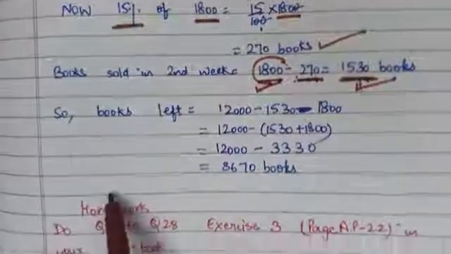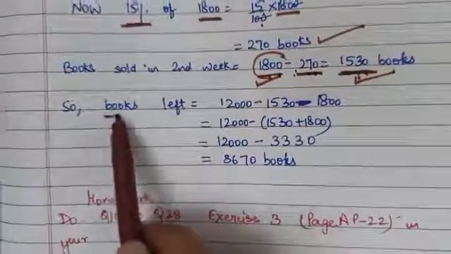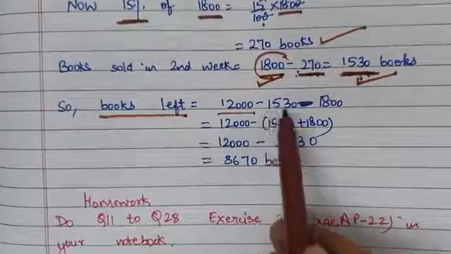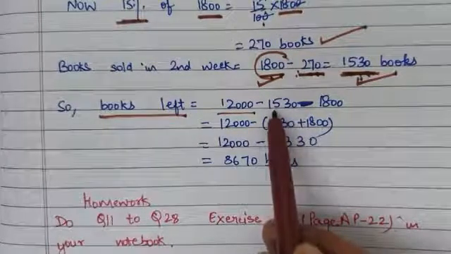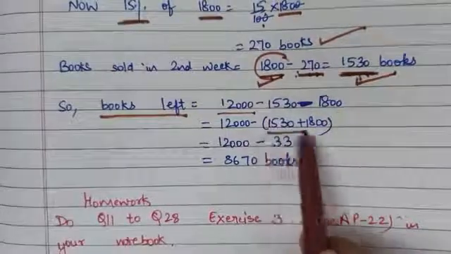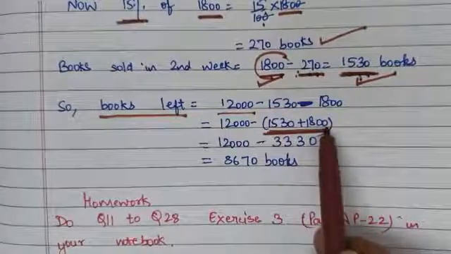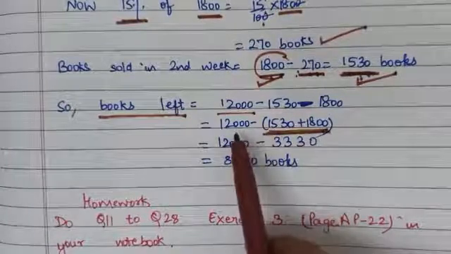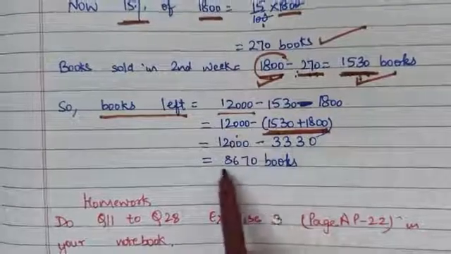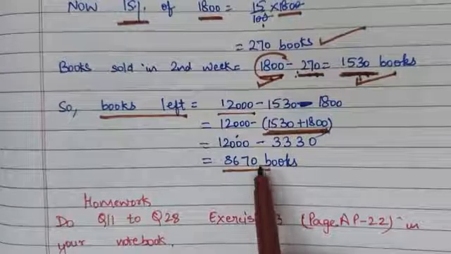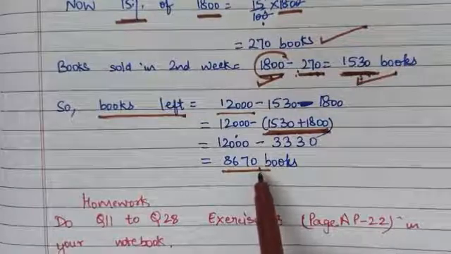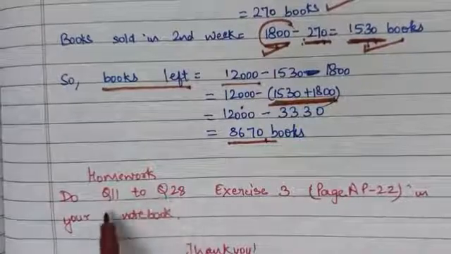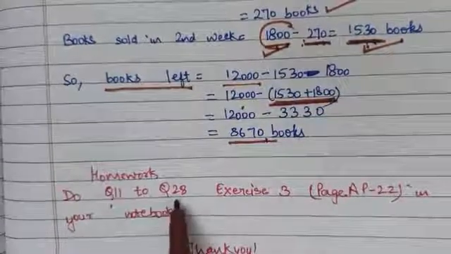Now you also have to find out how many books are left. Very easy. Total books minus books sold in the first week and then the second week. We have summed both the weeks and subtracted from the total number of books. So finally we get 8,670 books.